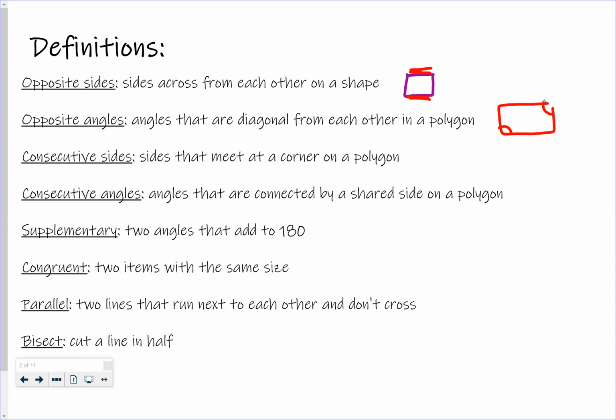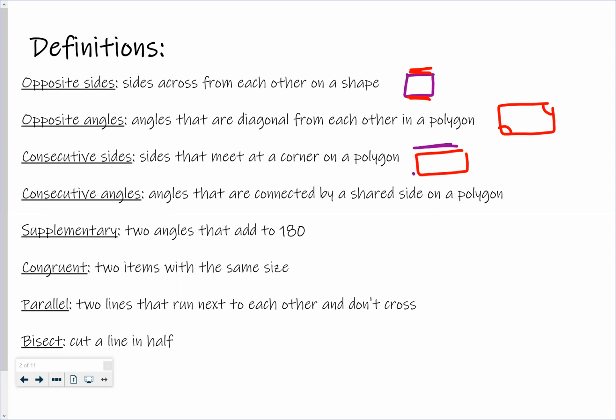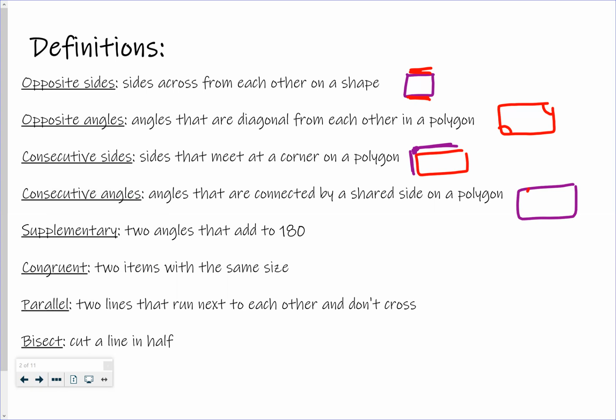Consecutive sides are sides that meet at a corner on a polygon. So here's our polygon, and this side right here and this side right here, those would be consecutive sides because they're meeting at that corner. So it's like one right after the other. That's what consecutive means. So they're sharing a corner. Now consecutive angles, we have our quadrilateral here. Consecutive angles would be two angles that share a side. So this angle here and this angle right here, those would be consecutive angles because they're sharing this one side together.